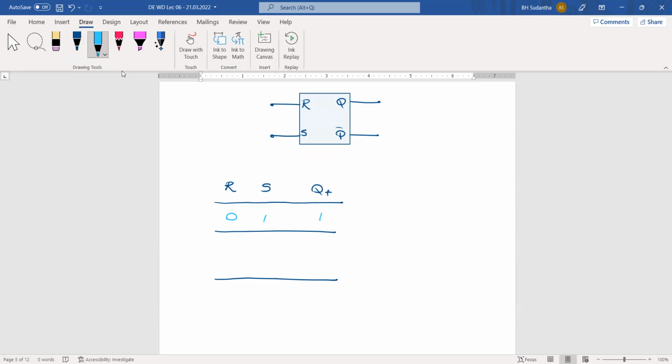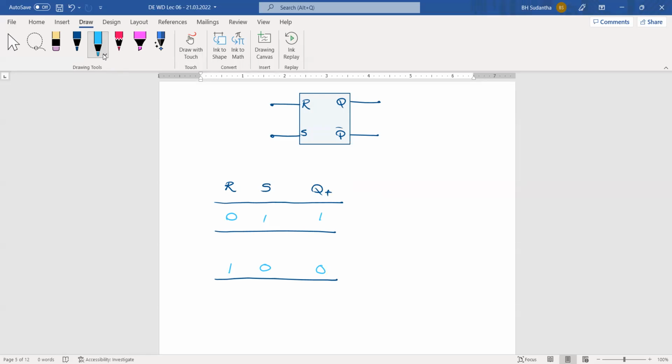We want to change these input values to this one. At the moment we have given R0, S1, and based on that the output is 1. Next time we want to change this R0, S1 to R1, S0, expecting the output to be 0. How do we do this? How can we give 1 to the circuit? How can we give 0 to the circuit?